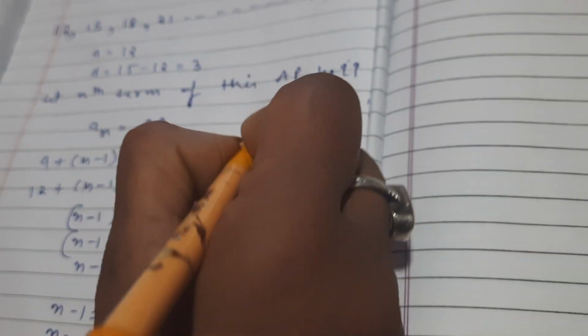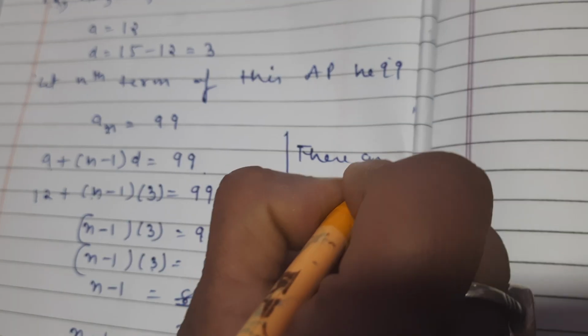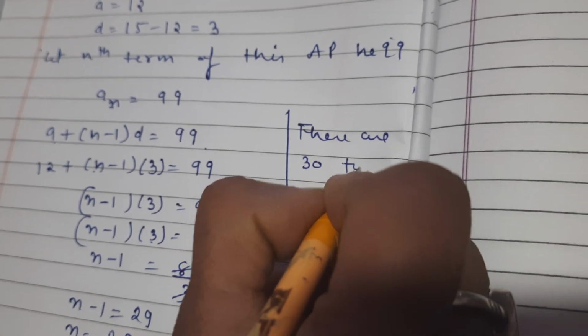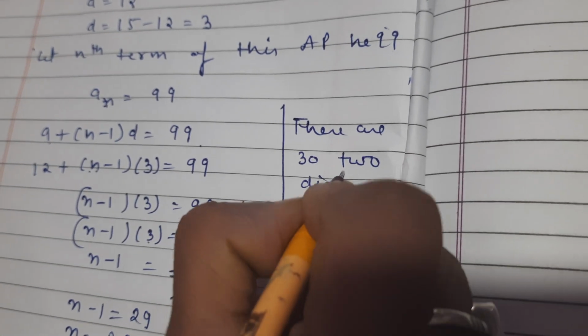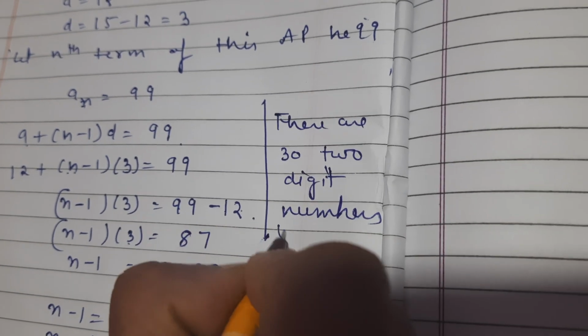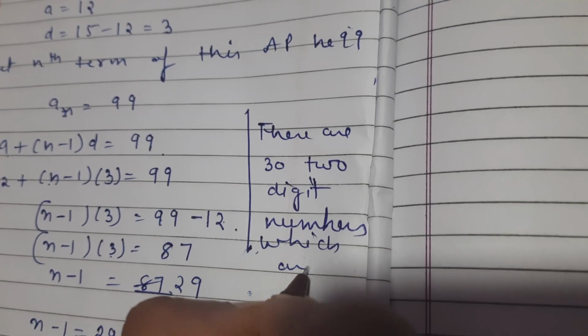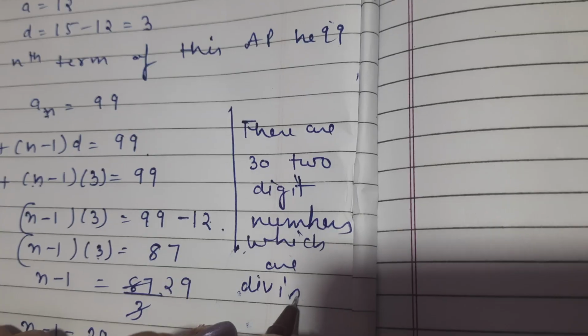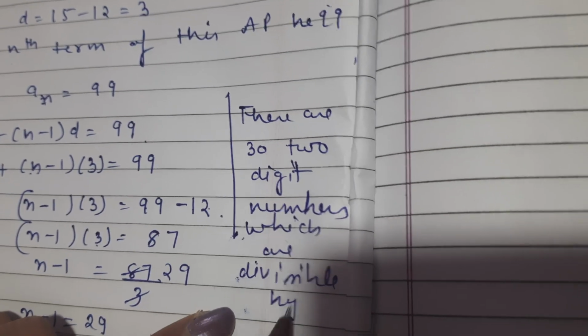So you can say there are 30 two-digit numbers which are divisible by 3. The answer is 30.